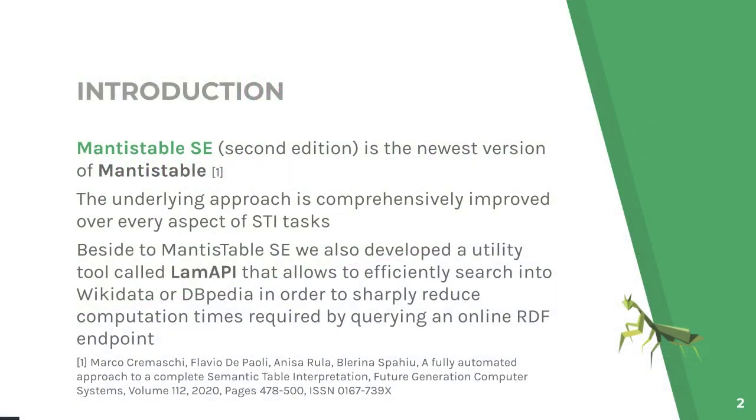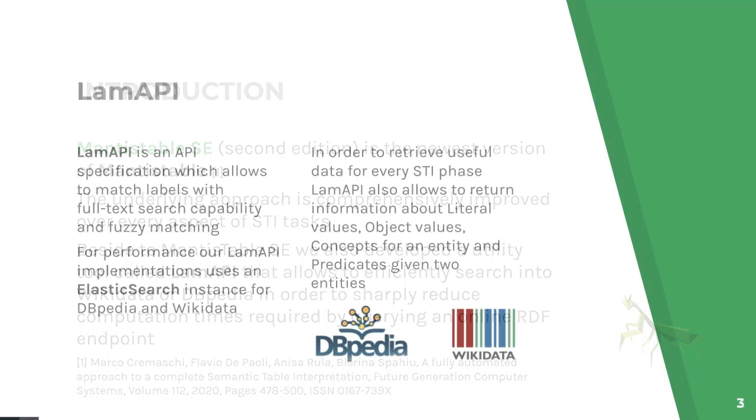MantisSE is the newest version of MantisTable. The underlying approach is comprehensively improved over every aspect of semantic table interpretation tasks. Besides MantisSE, we also developed a utility tool called LAM-API that allows to efficiently search into Wikidata or DBpedia in order to sharply reduce computation times required by querying an online RDF endpoint.